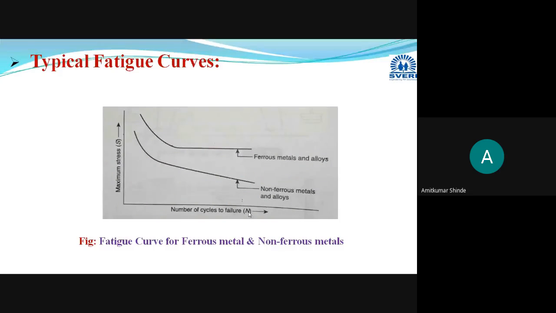The top curve is for the ferrous metals and their alloys, and the bottom curve is for non-ferrous metals and their alloys. Now we will discuss the reason behind this nature, why the stress value is higher for ferrous metals and why it is lower for the non-ferrous metals. I will discuss it. You can draw this curve also. Please draw this curve.